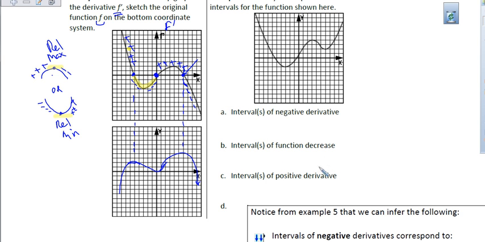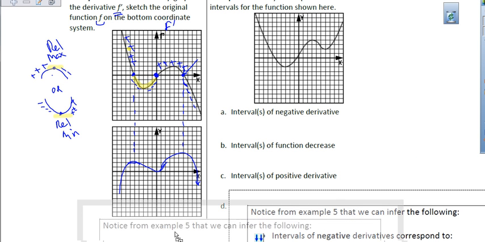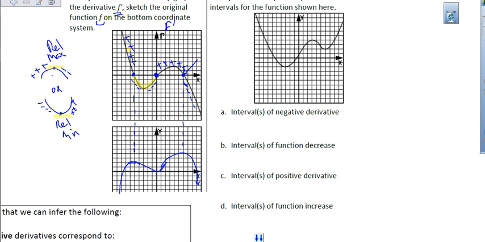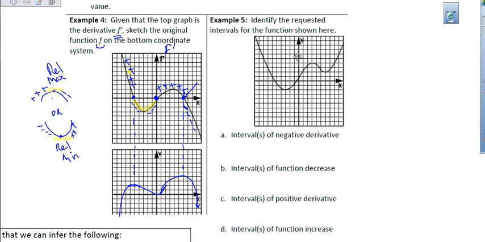Alright, let's take a look at example number 5. Try to drag this over here a little bit. It says identify the requested intervals for the function shown here. So let's read what they say. They want to know the intervals where you have a negative derivative. And this is the function. So the most important thing is to realize that you're looking at the function and not the derivative here. So let's identify where this would have a derivative that would be negative.